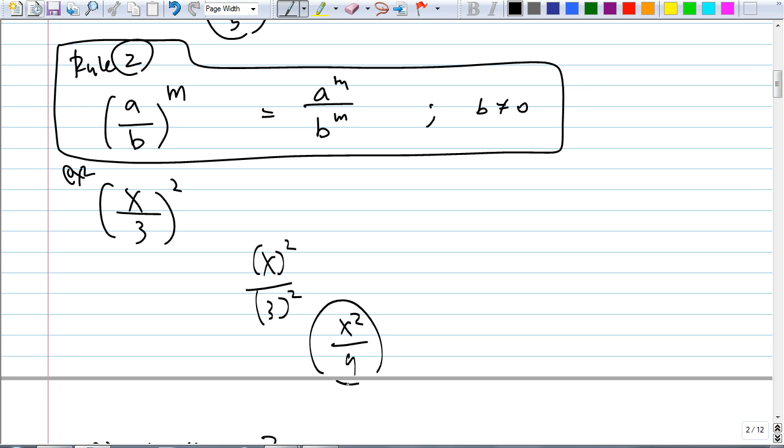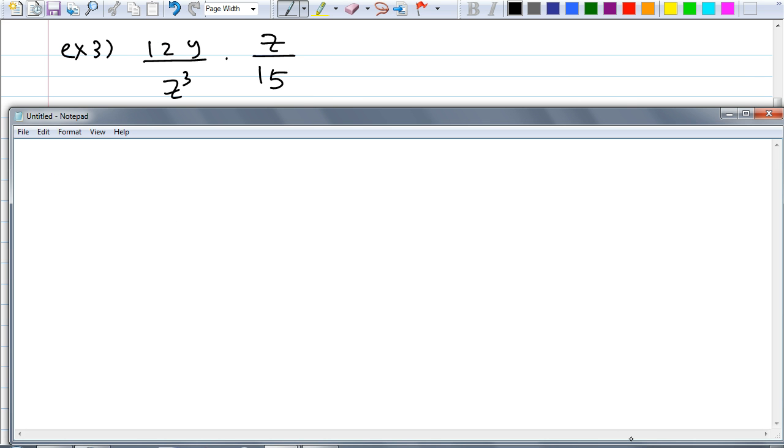Okay, let's look at example 3. So here's example 3: 12y over z cubed times z over 15. So how would you go about simplifying or multiplying this fraction? Really, ultimately you will simplify. So anybody who knows what to do? What does it mean when you have something like this?